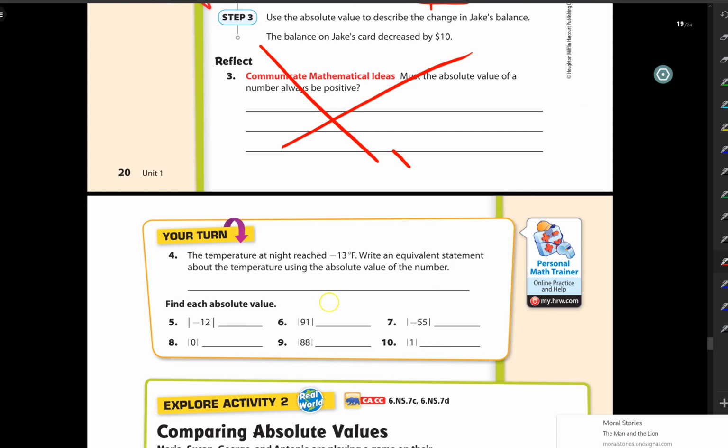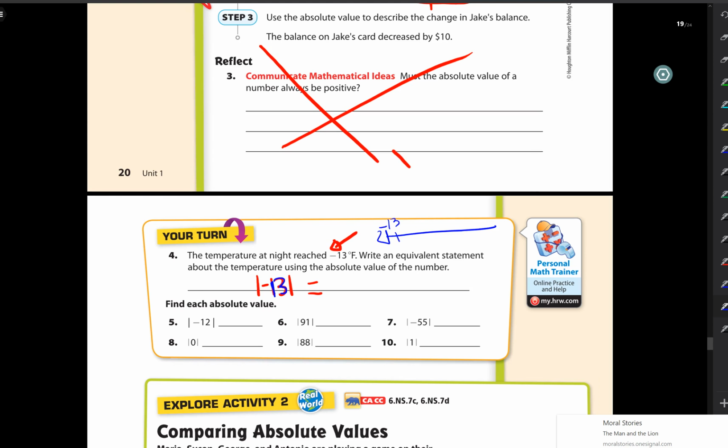Now let's look at the next problem. I want you to figure out number 4, 5, 6, 7, 8, 9, and 10 on your own. The temperature at night reached negative 13 degrees. So this is the temperature. It's very cold. Write an equivalent statement about the temperature using the absolute value of the number. So an equivalent statement would equal, well, what's the absolute value of 13? It's 13 away from 0, but it's negative.